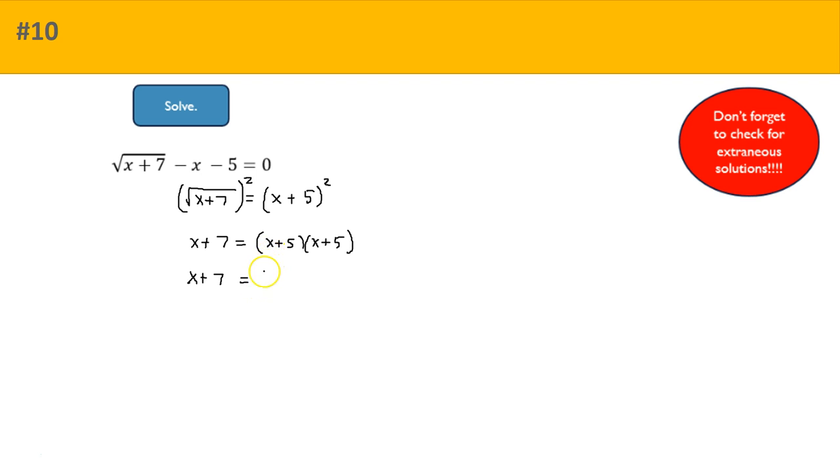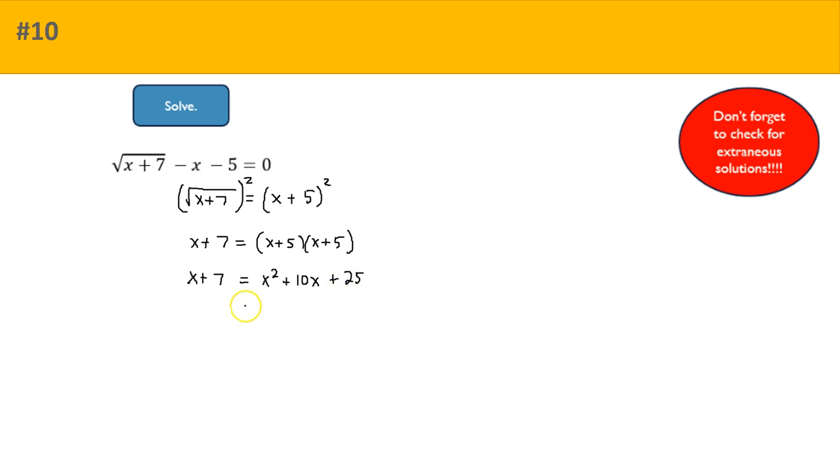That can be solved by doing FOIL. So x times x is x squared. x times 5 is 5x. 5 times x is 5x again, and together that gives you 10x. And 5 times 5 gives you 25.